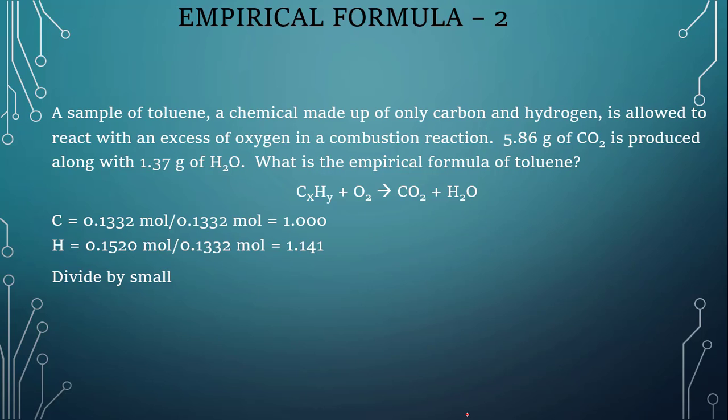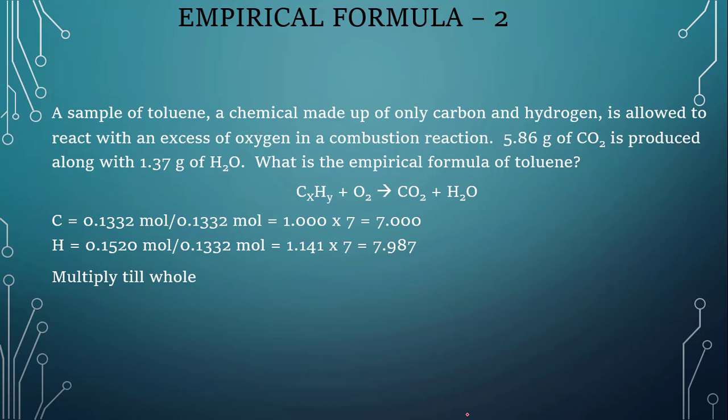So we divide each of them by 0.1332, and once again we get a number that cannot be rounded, because in the 10th place for the hydrogen, it's not a 0 or a 9. So now we need to multiply till whole. You start by multiplying by 2. If that doesn't work, go to 3. If that doesn't work, go to 4. So on and so forth until you get a number that does work.